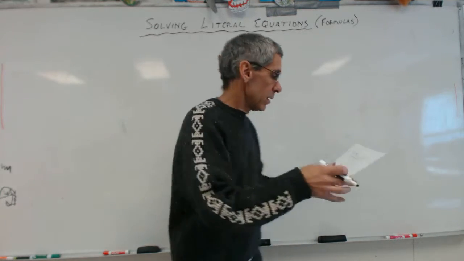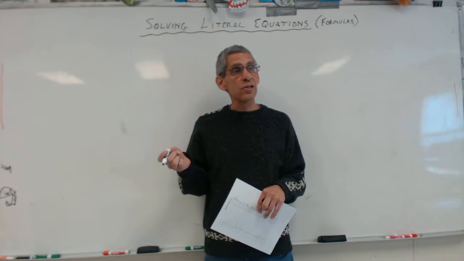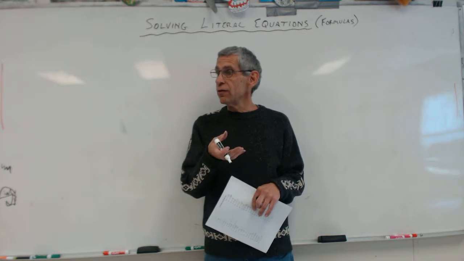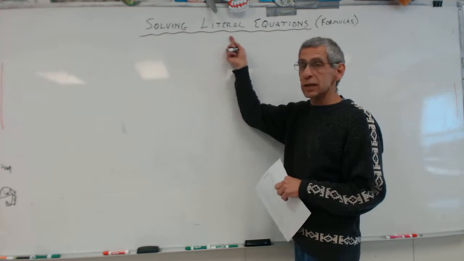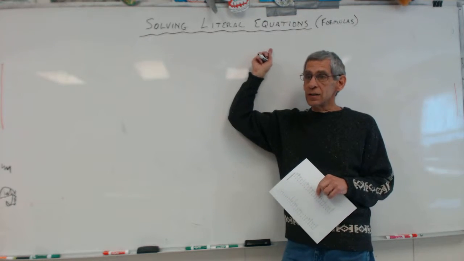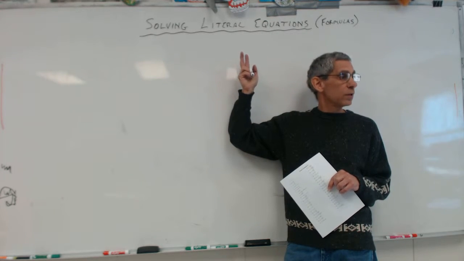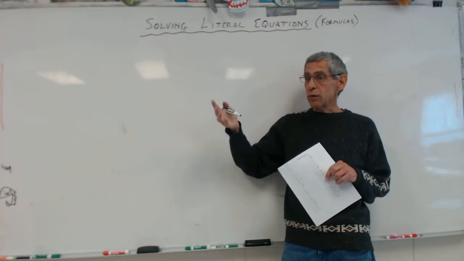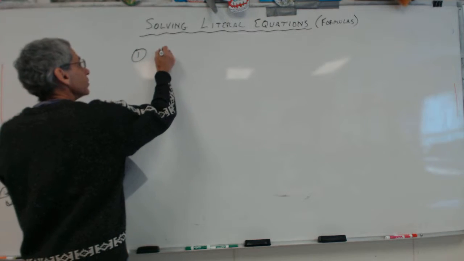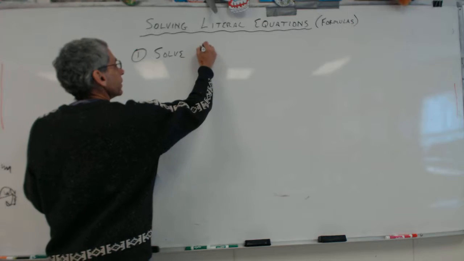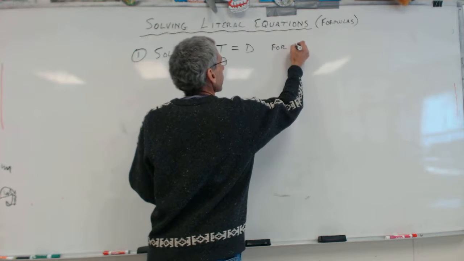Sometimes you are given a formula and asked to solve it not for y, but for another variable. A literal equation is an equation that has lots of variables in it. They're formulas that you would plug things into, like rate times time equals distance. So here's our first example: solve rate times time equals distance for time, for t.